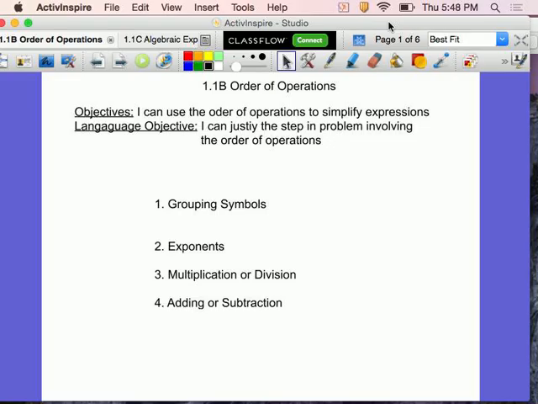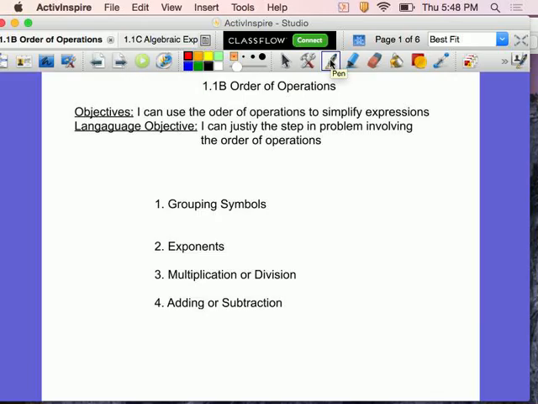Going to study order of operations. Now, we went through some of the basics of order of operations both in 5th grade and 6th grade. So today I'm kind of adding in fraction bars and how they affect our order of operations. So let's review what the order of operations are.